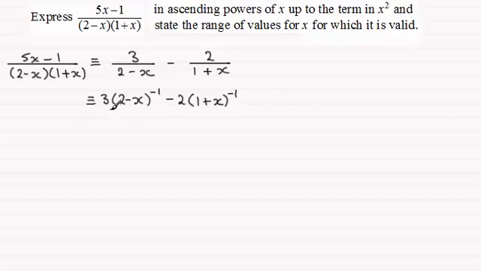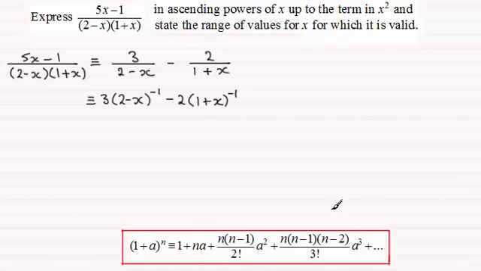Now the next thing we need to do is use the binomial expansion to expand 2 minus x to the power minus 1 and 1 plus x to the power minus 1. As a brief reminder, we'll be using the binomial expansion formula because the power here is not a positive integer. But remember that if we're to use the formula, we need to make sure we've got a 1 at the start of the bracket. We're okay here on this one, but not on this one here.